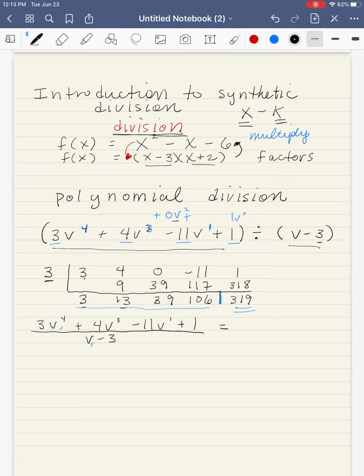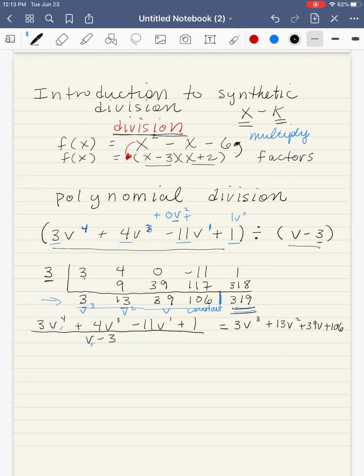Notice in my division here, I'm taking v to the 4th power and I'm dividing it by v. V to the 4th divided by v is going to give me v cubed. So I'm going to see that my first term down here is going to be v cubed. And then v squared, v, and then my constant. So these numbers are the coefficients of my quotient. And I can rewrite my quotient, 3v cubed plus 13v squared plus 39v plus 106.